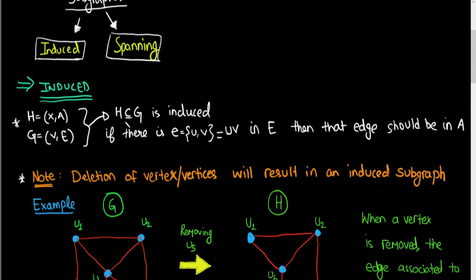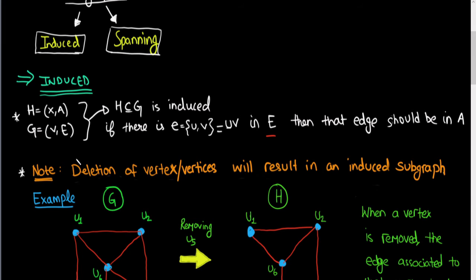Then H, a subgraph of G, is an induced subgraph if for every edge uv in your edge set E, that edge should also be present in A. In layman's terms, deletion of a vertex or vertices will result in your induced subgraph. I find this a pretty neat way to remember the difference between induced and spanning, because the formal definition can get a bit confusing sometimes. If you remember this note, that should be fine.